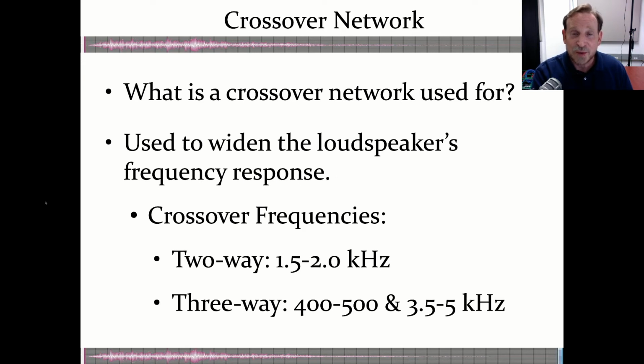But if we're in a three-way system, what we end up having is at about 400 or 500 hertz, those frequencies are going to go to the woofer. Between that 500 and about 3,500, those frequencies are going to go to the mid-range. And then above 3.5, those frequencies are going to go to the tweeter. So our three-way system has a crossover network that is filtering and splitting up the overall signal to three different outputs, representing the three different drivers being used in the system.